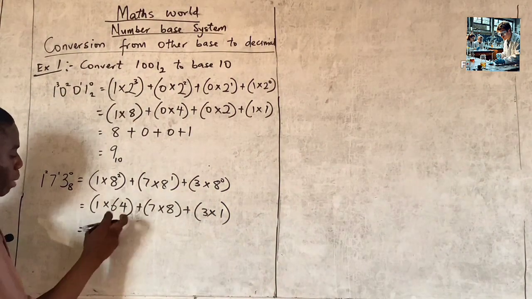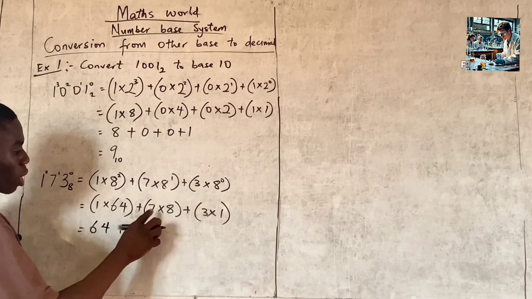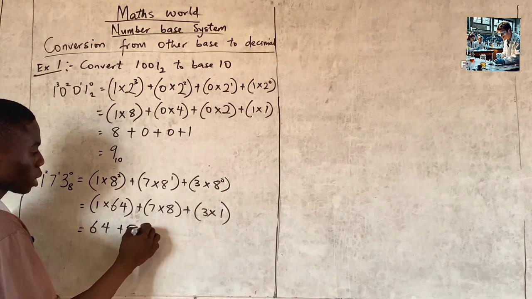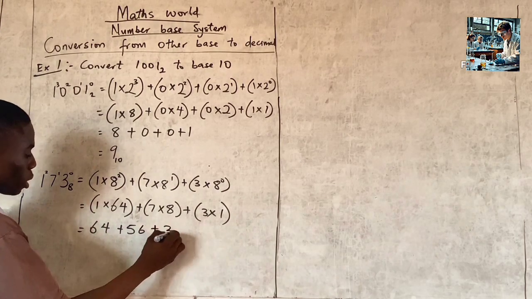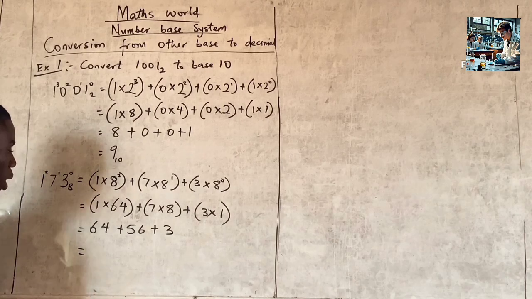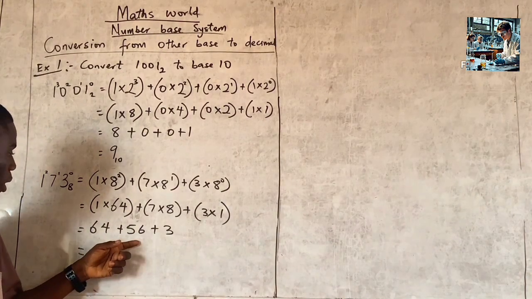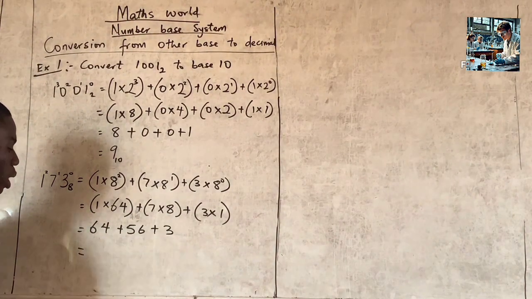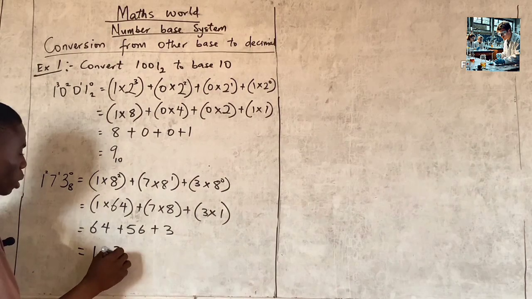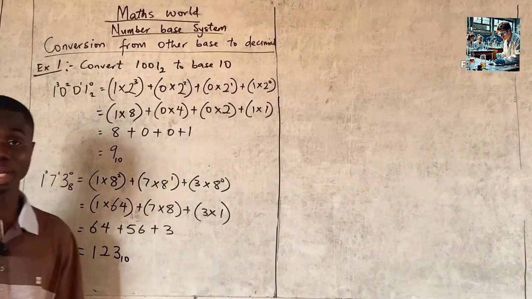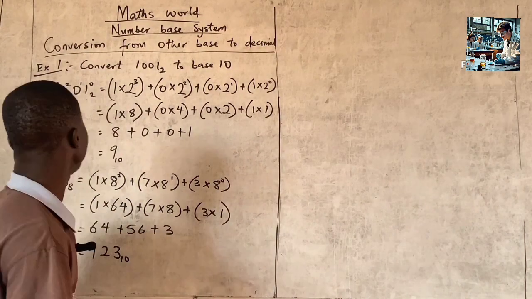Now let's go. 1 times 64 is 64. 7 times 8, 56. And 3 times 1 is 3. Now let's add these together. 64 plus 56, that should give you 120, plus 3, that's 123 base 10. Do you understand now? That's how it is being solved.